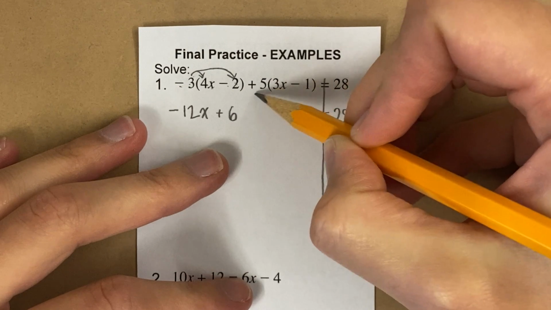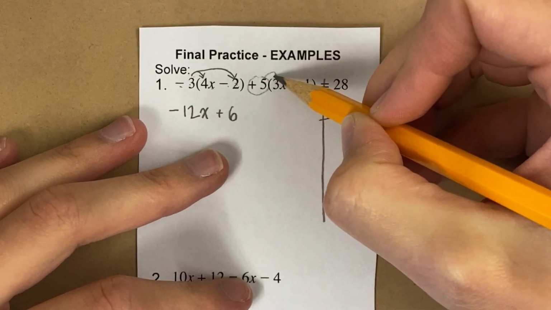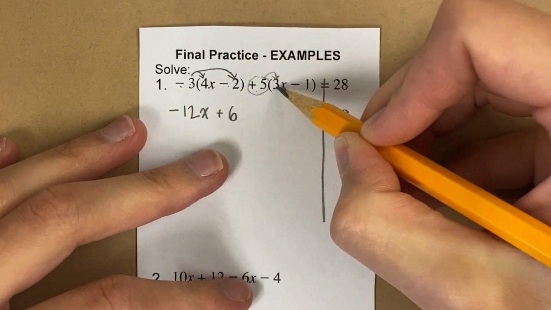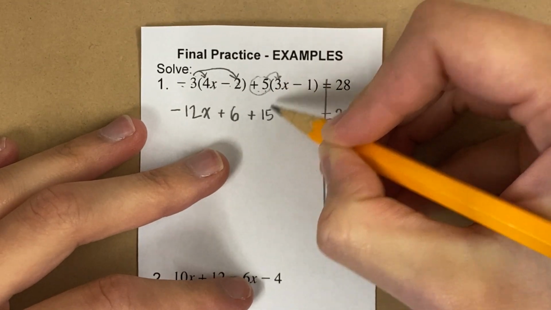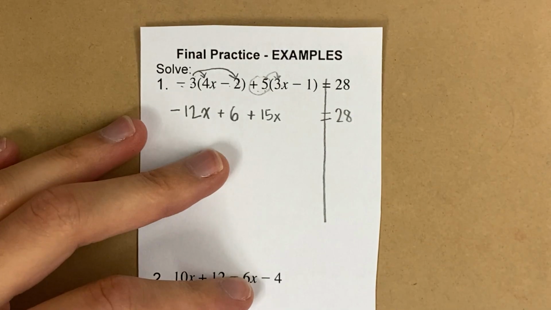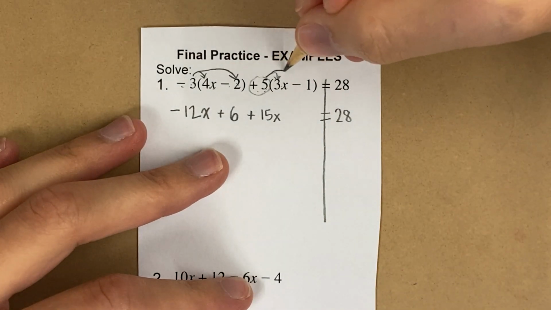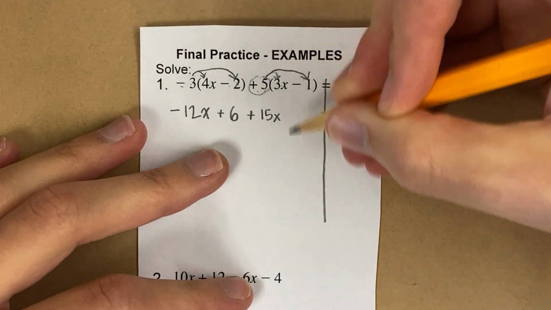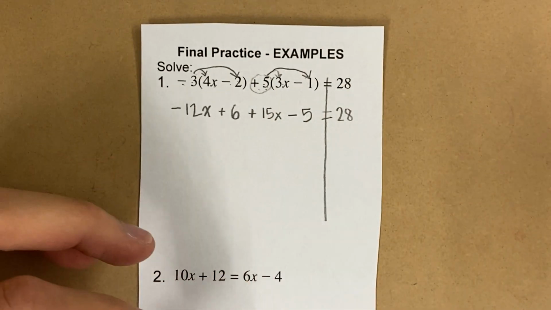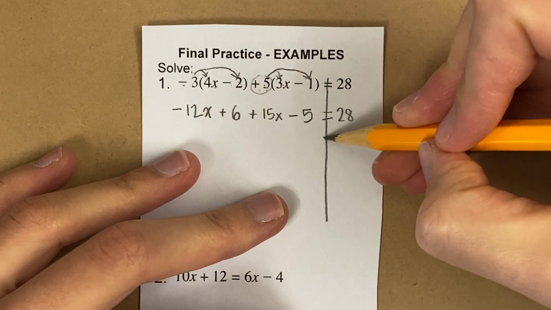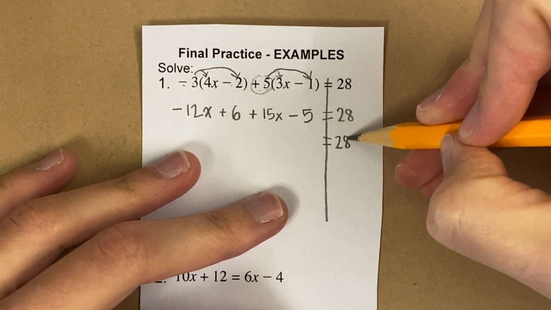Now I'm going to go to this second set of parentheses, and I'm multiplying positive 5. First times 3. Positive times positive is positive. 5 times 3 is 15. And this is 3x, so it's 15x. And then positive times negative is negative, and 5 times 1 is 5. Okay, again, on the right side, there's nothing for me to simplify. I'm just bringing it down.